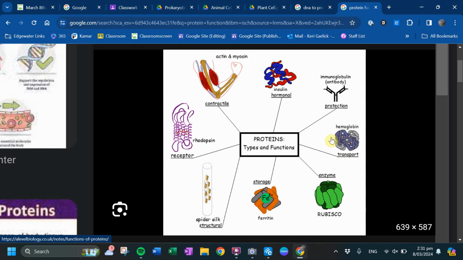Hemoglobin is a specific shape. Because of hemoglobin's specific shape, it is able to carry around oxygen. So it binds to the oxygen, and the oxygen transports around our body. So it needs to be that shape in order to do that.